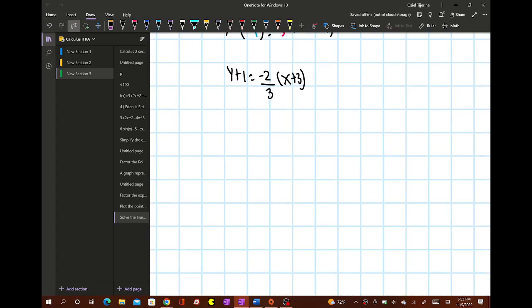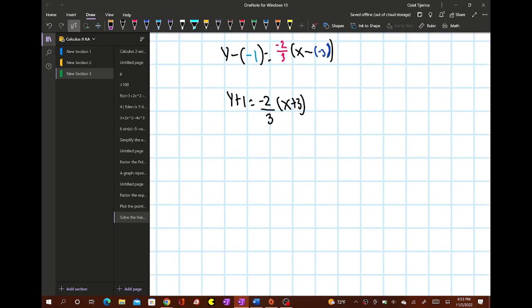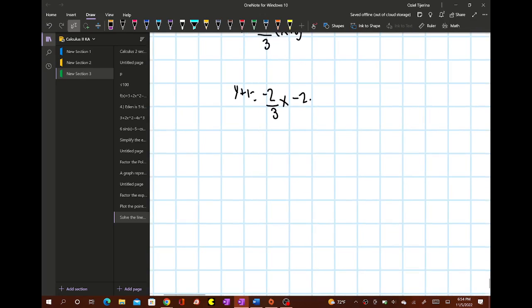Okay, now what you're going to do here is, like we've been doing all the time: when you have it in point slope form, you're going to convert that to slope intercept. So how do you do that? Basically, you're going to go ahead and distribute, and you have y plus 1 equals negative 2/3 x, and then it'll be minus 2. And so what's left?